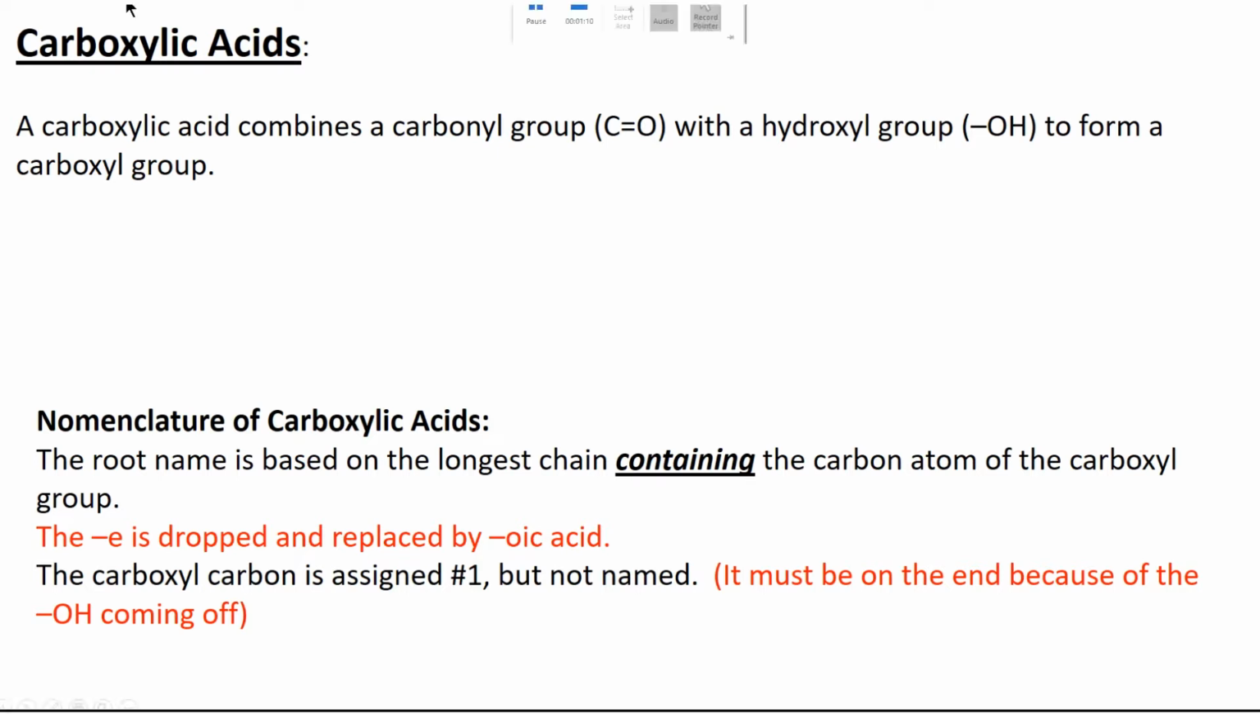Alright, carboxylic acids. So a carboxylic acid combines both the carbonyl group, which is a carbon double bond oxygen, with a hydroxyl group, which is what we see in alcohols. Now when these two are attached to the same carbon, this is when we get a carboxyl group. So here, carbon double bond oxygen, also to an OH. This is not a ketone, not an aldehyde, and not an alcohol. When you see both of these attached to the same carbon, this is a carboxylic acid.